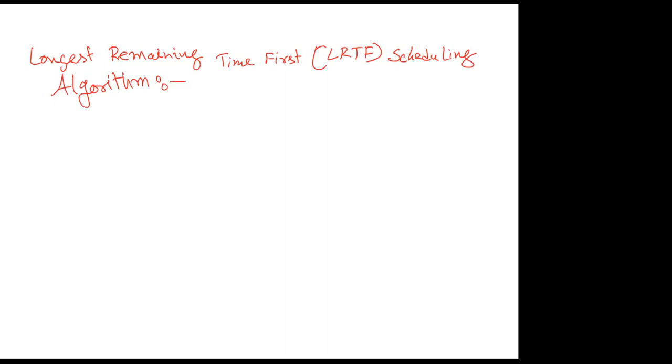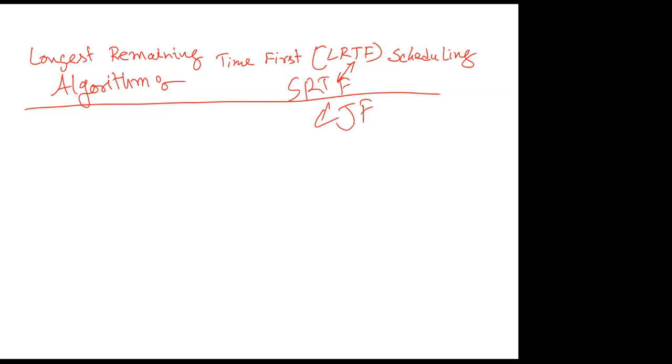LRTF is nothing but the preemptive version of LJF. Previously we learned LJF, longest job first. It's a preemptive version of the LJF algorithm. Also, it is exactly the opposite of SRTF. SRTF is the shortest remaining time first scheduling algorithm, whereas LRTF is the longest remaining time first scheduling algorithm.